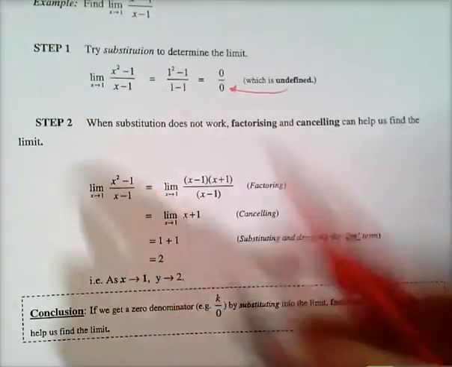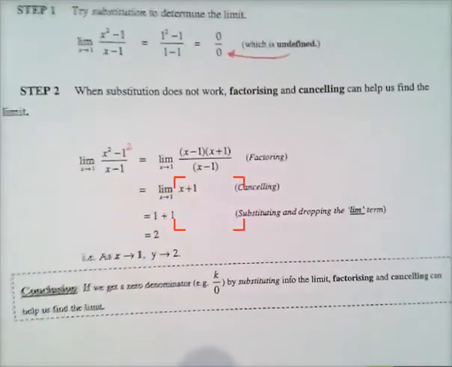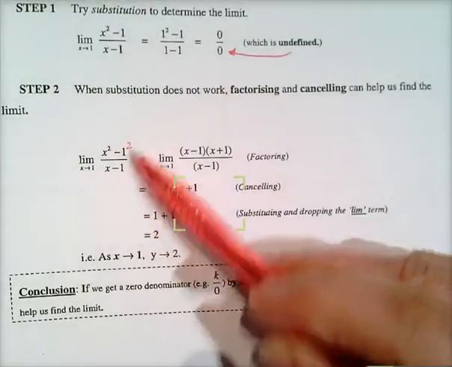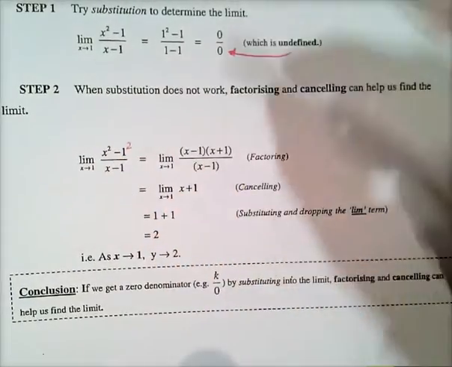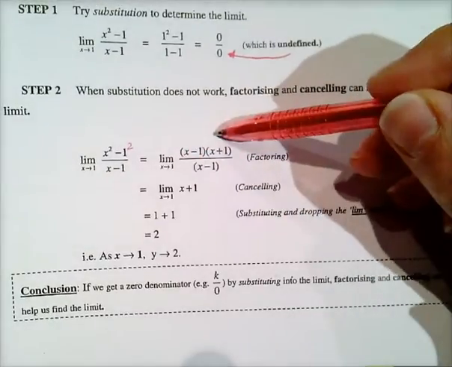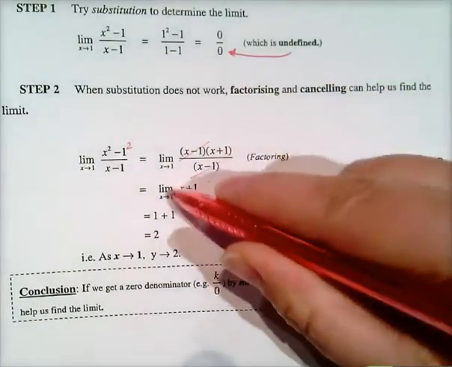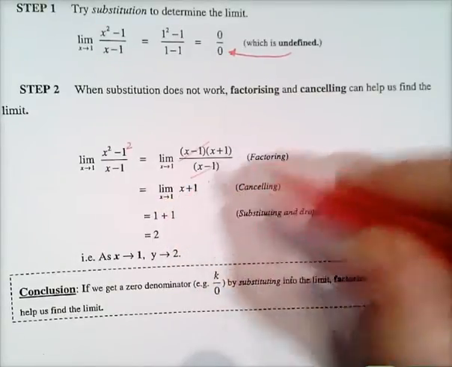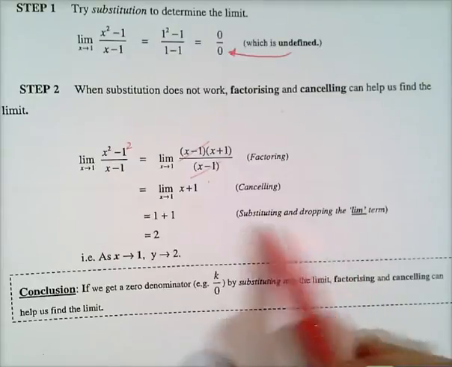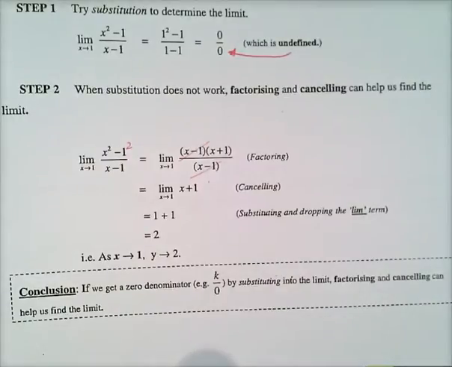So noticing here that we've got a difference of 2 squares on the numerator, the limit as x approaches 1 for the function x squared minus 1 over x minus 1, we notice this is a difference of 2 squares. It's the limit as x approaches 1 of x minus 1 times x plus 1, we factorize the numerator there, over x minus 1. We can cancel the x minus 1 terms and we get the limit as x approaches 1 for the function x plus 1, which is 1 plus 1, which is 2. So notice we drop the limit term once we do the substitution of x equals 1 in there. So therefore, as x approaches 1, y approaches 2.